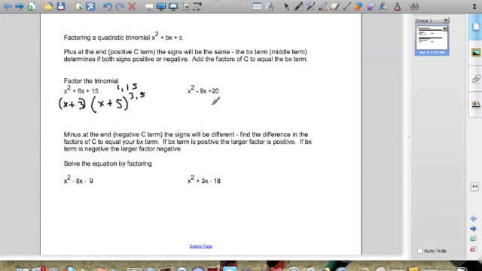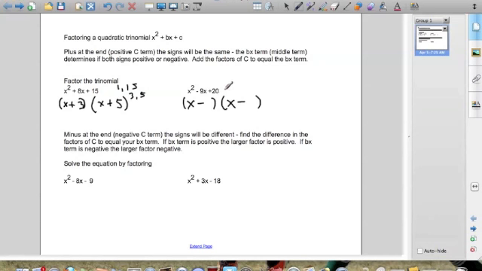In the second example here, we have the same situation. We have a plus c term, but we have a negative b term. So in this case, my signs are still going to be the same, but instead of both being positive, they're going to be negative. And again, we look at the factors of 20. We have 1 and 20. Well, 1 and 20 is 21.